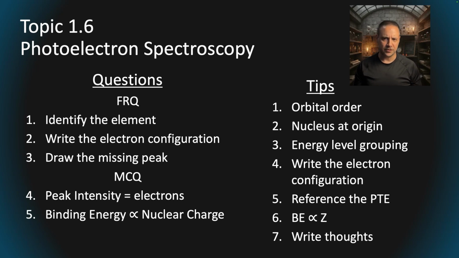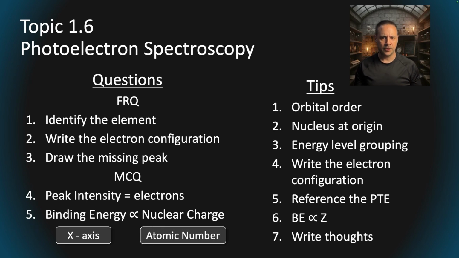Both multiple choice questions from the practice exams compared the same orbitals from different elements. The difference was based on either peak intensity or binding energy. For peak intensity, write both electron configurations and circle the orbital in question. For the latter, remember that binding energy is on the horizontal axis and that the nuclear charge is given on the periodic table. This connection can also be applied in various ways, so slow down and write out your thoughts.